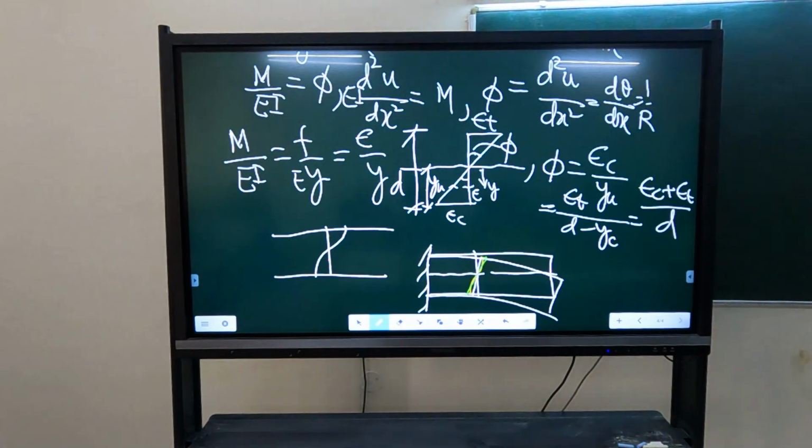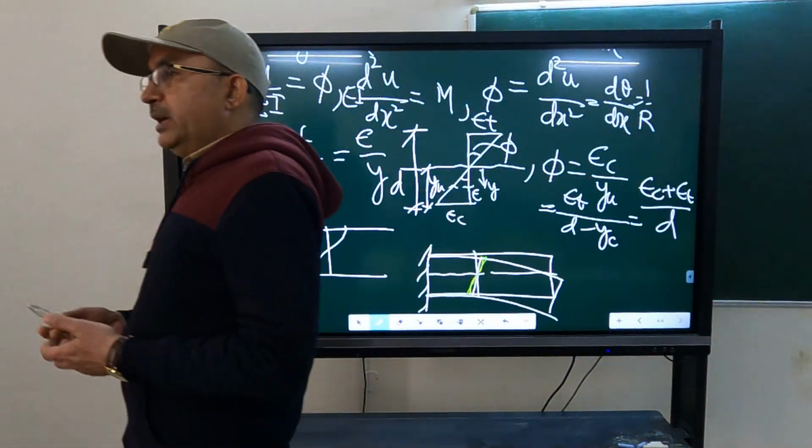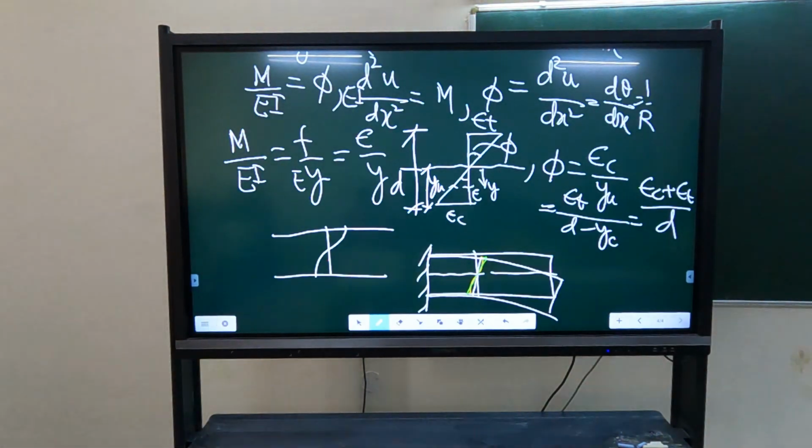Why do we do this? If the actual section is curved and warped, why are we assuming plane? To simplify our calculation. Simple. So all these assumptions we are making to simplify our calculation.